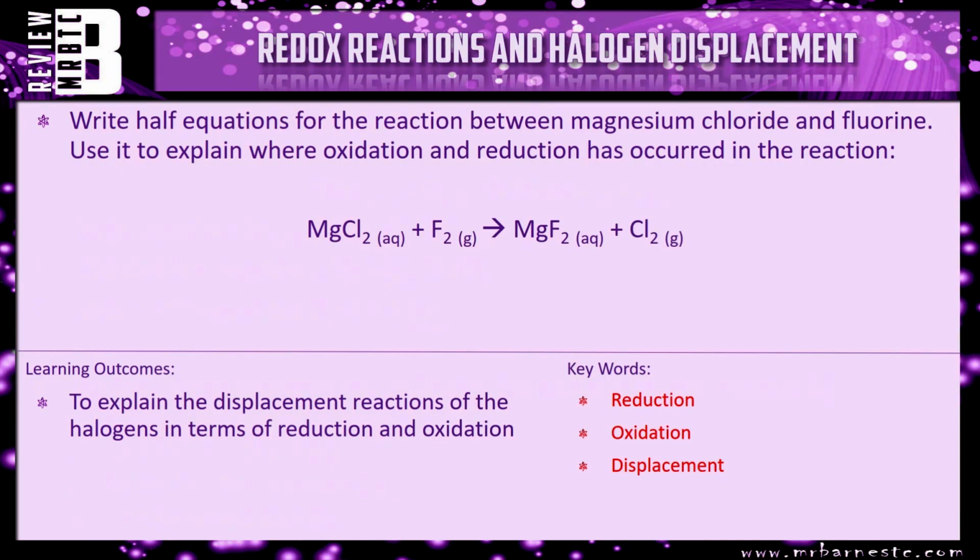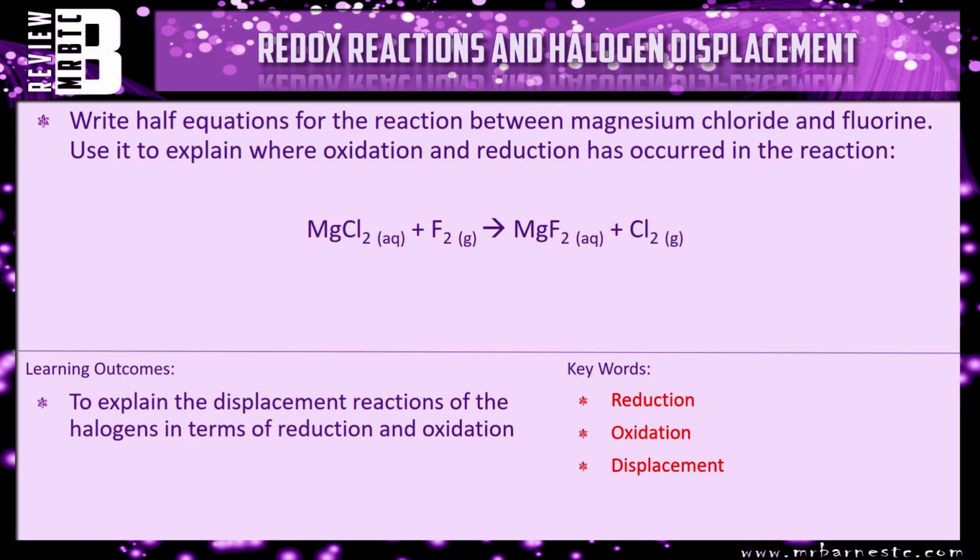That brings this video to an end. There is a review question, which is write half equations for the reaction between magnesium chloride and fluorine. Use it to explain where oxidation and reduction has occurred in the reaction. So it's exactly the same we've just talked about. Remember, it's the aqueous ones that you dissociate, you turn into the ions. The gases you leave alone. Do the ionic equation first, use that to write the half equations, and use that to tell me which has been oxidized and which has been reduced.